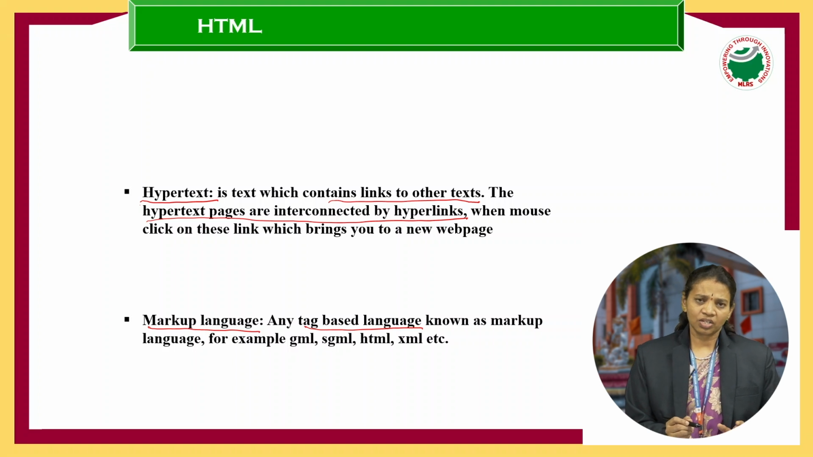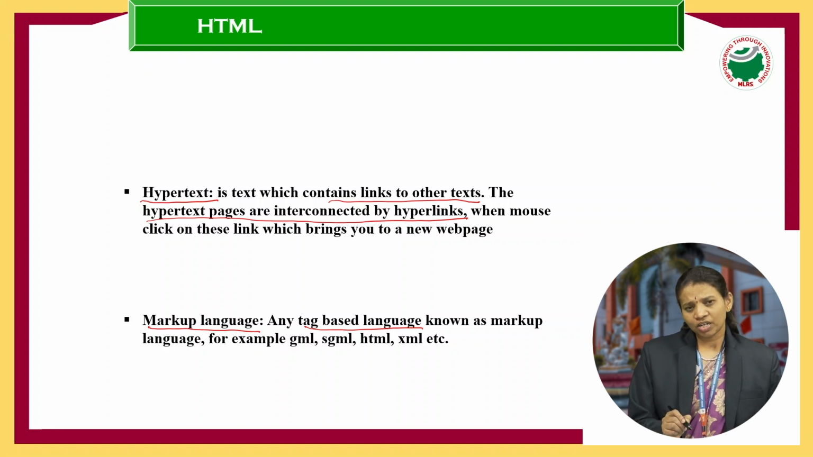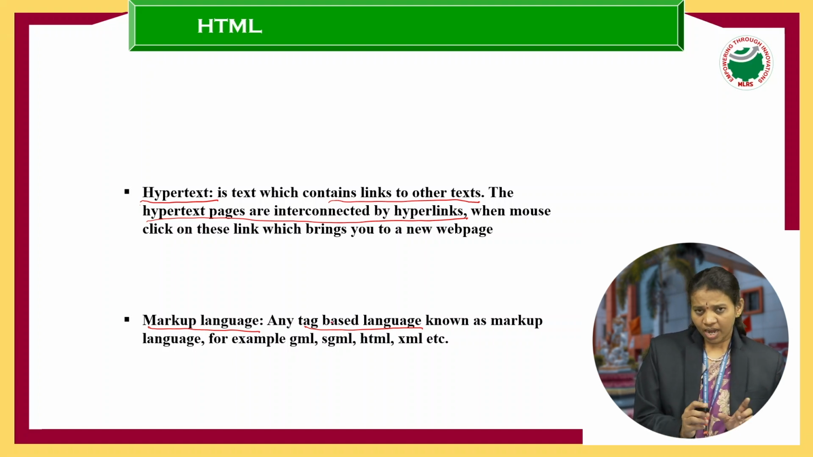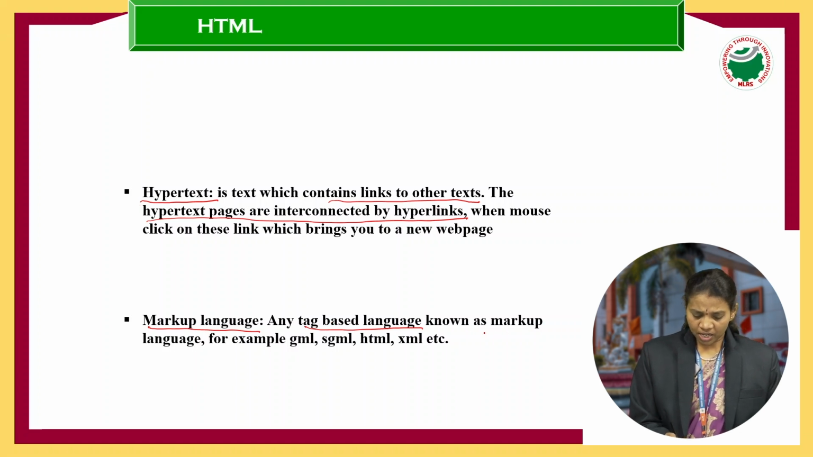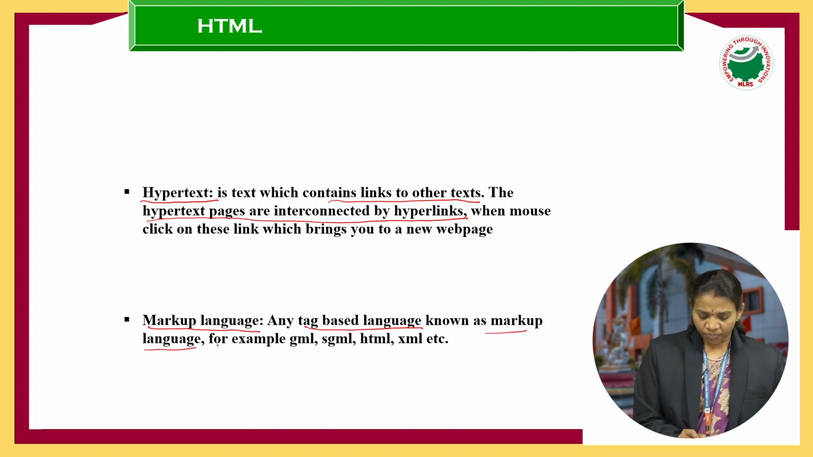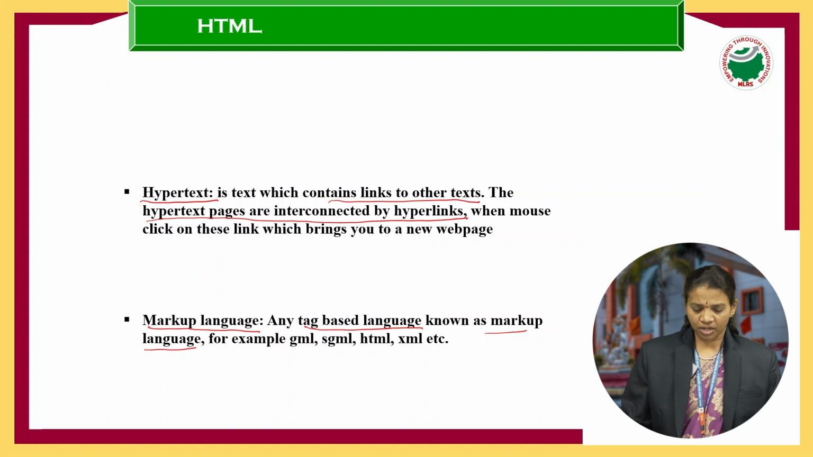For example, in childhood days, we prepared different types of charts. On those charts we highlighted the headings, subheadings and pictures, all together with the help of highlighting. In the same way, here also, in technical language, markup is nothing but highlighting. For example, there are GML, SGML, XML, HTML, all different types of markup languages.